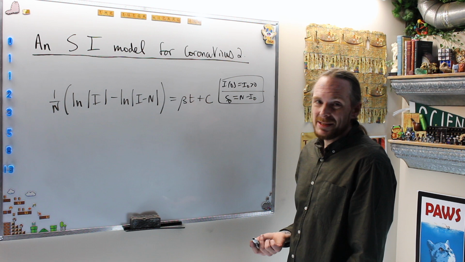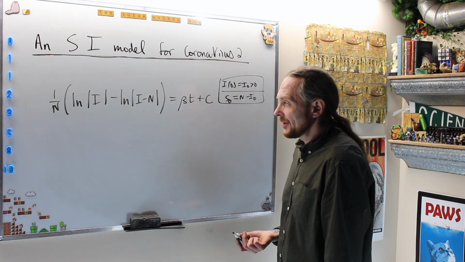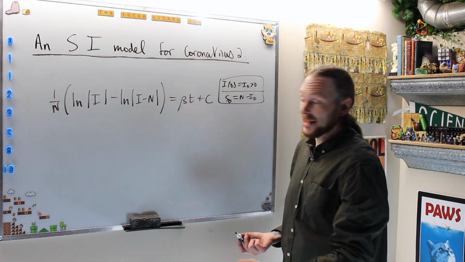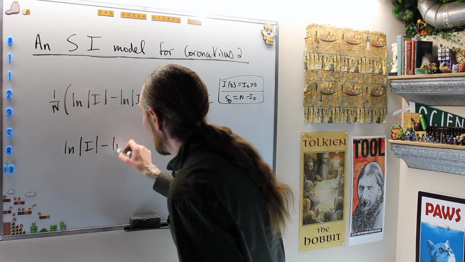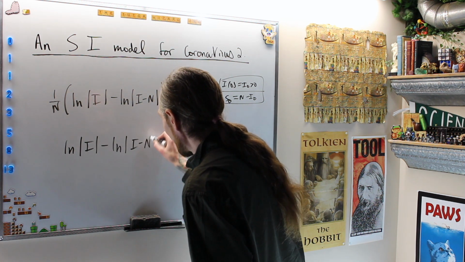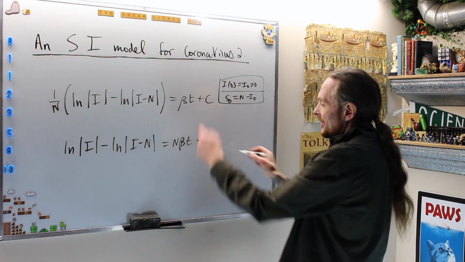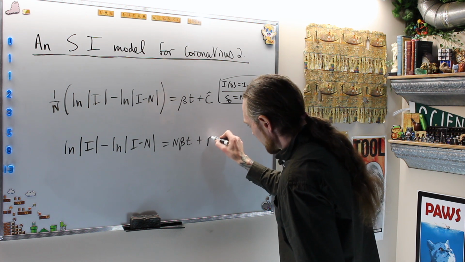Now what do I want to do? I want to solve for I, essentially. First of all, I need to get rid of the log. How am I going to do that? Get rid of the n, so multiply both sides by n. That gives me the natural log of the absolute value of I minus the natural log of the absolute value of I minus n equals n beta t plus n times c, which we called a tilde. We're just going to call this one c again.